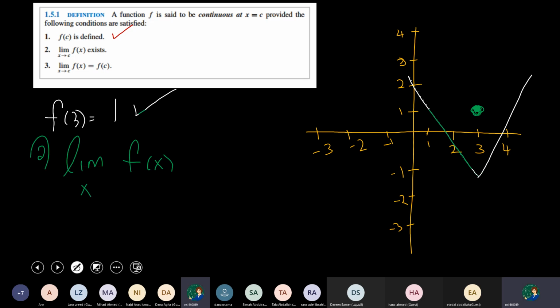So f of 3 is equal to 1. If it were closed here and here, it would not be a function, Dareen, because a function must have only one value of y. I can say f of 3 must equal 1, but I cannot say f of 3 is 1 and -1. It must have only one value. Okay, that's your question? Yes.